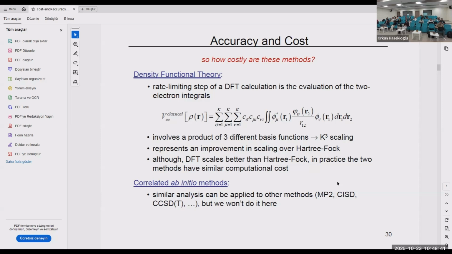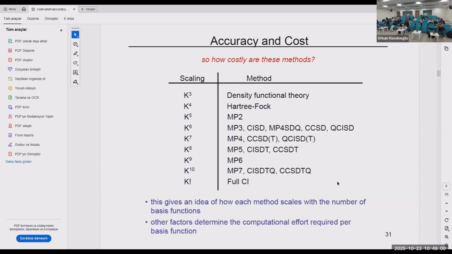Then, when we look at correlated methods, a similar analysis can be applied to other methods like MP2, Møller-Plesset, CISD, CCSDT, but we won't do it here, okay? Because I don't have the time to explain everything in this workshop.